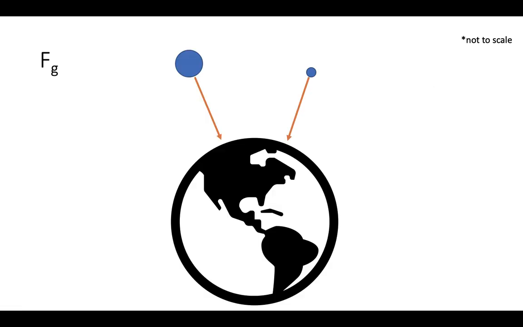Gravity is an attractive force in the direction of the object with greater mass, which in our case is the Earth. So based on what we know about gravity, we can see here that if the only force acting on these objects is gravity, they will both move towards the Earth at the same speed.